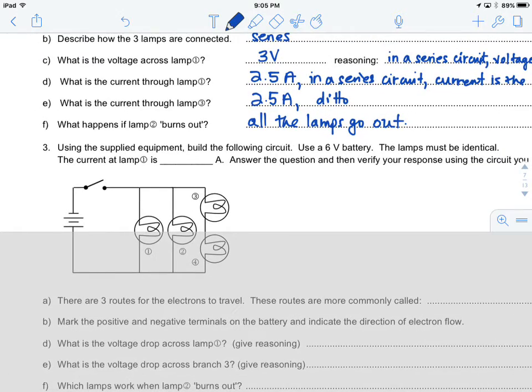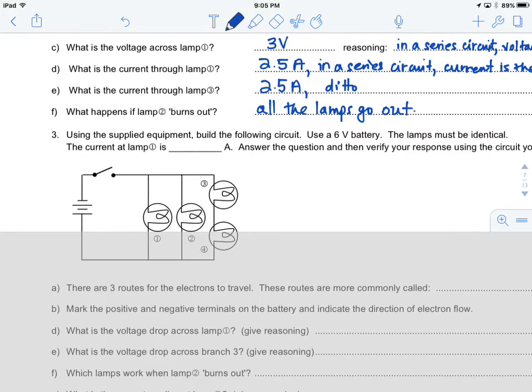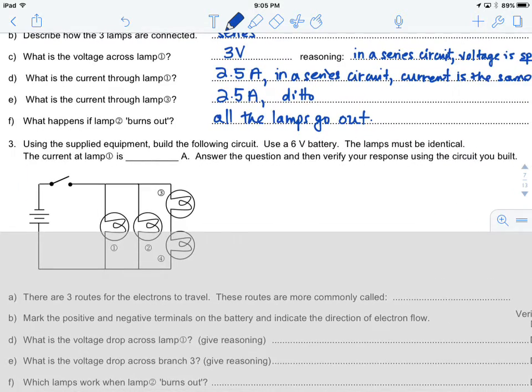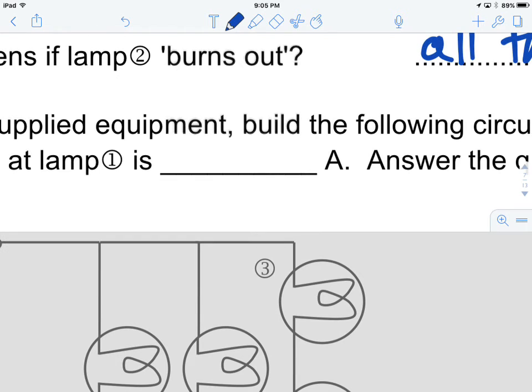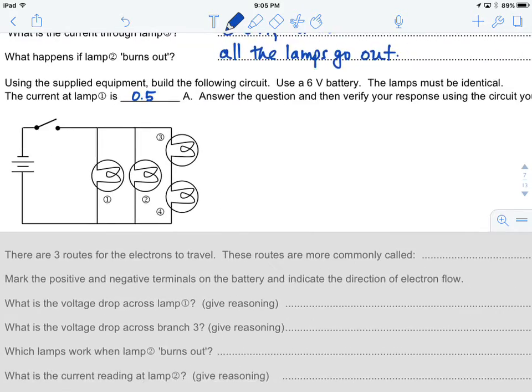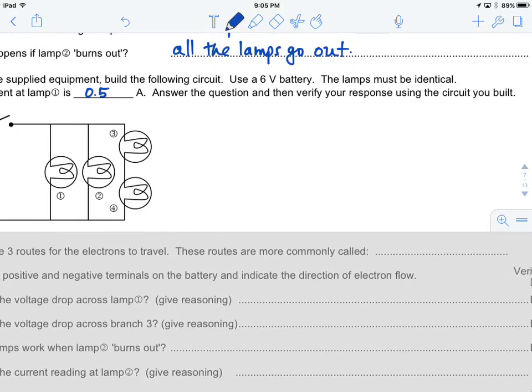Here we tried to build this. We used a 6-volt battery, and all the lamps are identical. We would have measured differing currents across lamp 1, but this is what we're going to say: we used the supplied equipment, we got 6 volts from the battery, the lamps are identical, and lamp 1 had a current of 0.5 amps. That's what we got, 0.5 amps. We're going to answer the question.